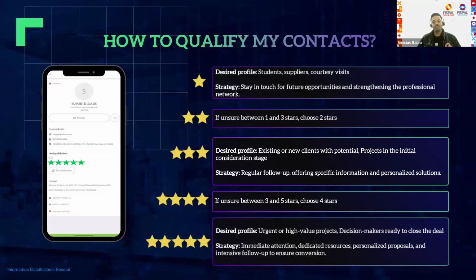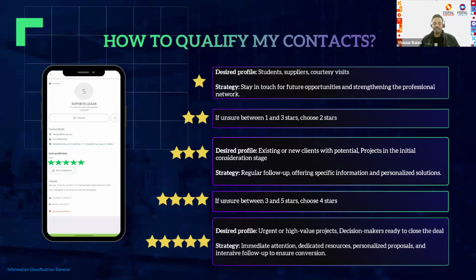One star, you give to students, suppliers, courtesy visits. So it's the people that are not directly connected to your business. You don't want to sell to these people. Three stars, for example, is existing or new clients that have potential, but the projects are in the initial consideration stage. They are not ready to close the deal yet. So you can do a regular follow up, send an email, send a message without hurry.